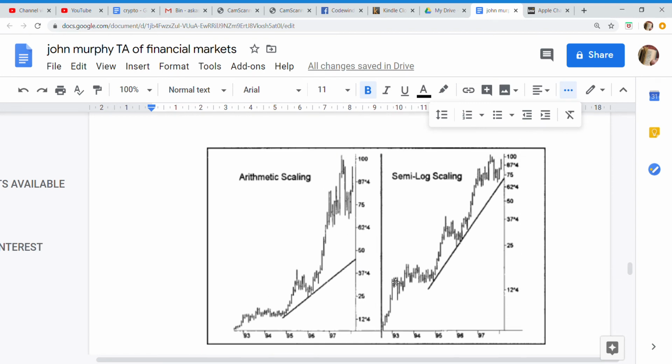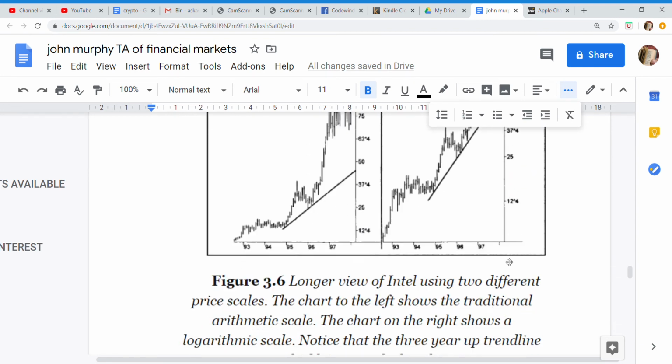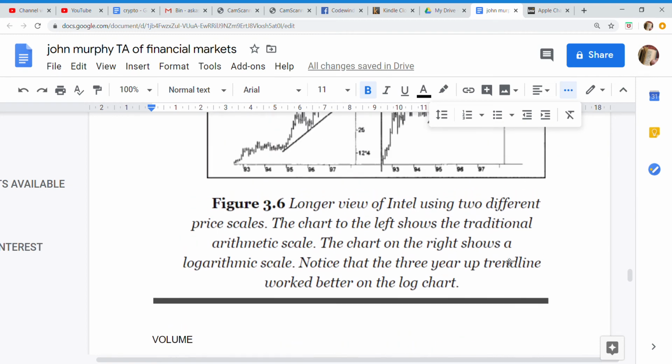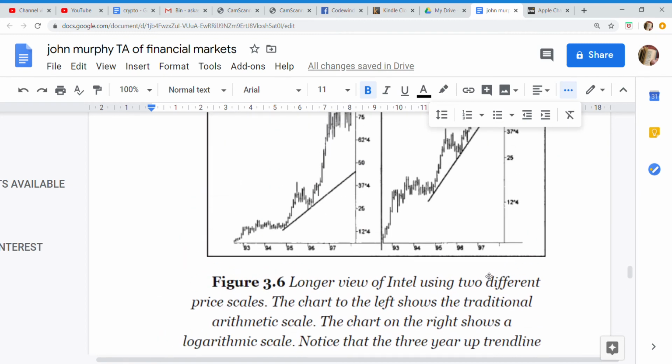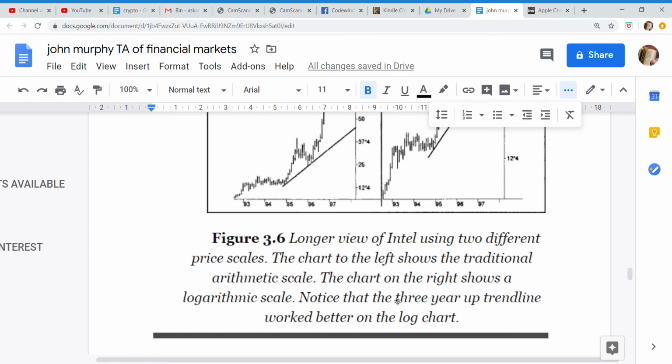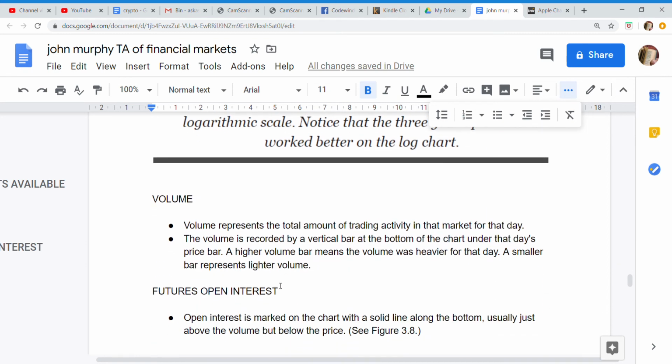Then this is the arithmetic scale and this is the semi-log scale. A longer view of Intel using two different price scales. The chart on the left shows the traditional arithmetic scale. The chart on the right shows a logarithmic scale. Notice that the 3-year uptrend line worked better on the log chart.